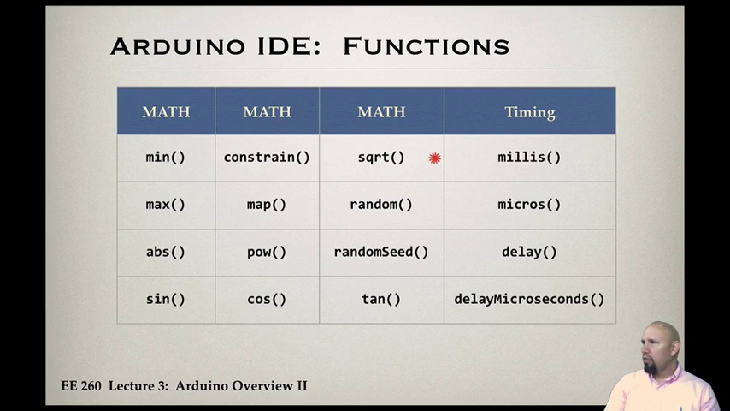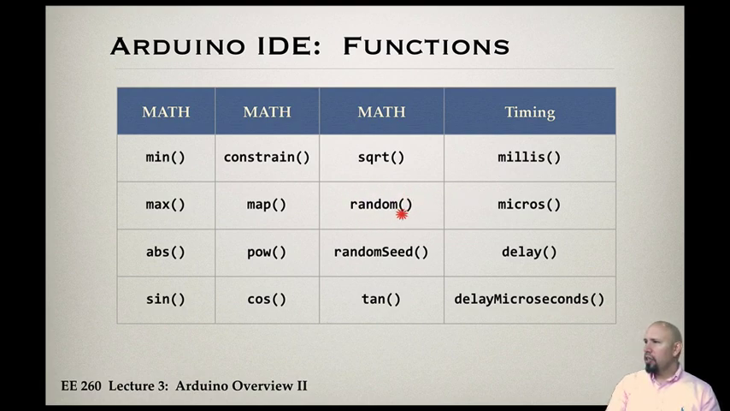Okay, so there's a square root function, there's a power function. So if I want to take the cube of a number, I can use the power function. If I want to take the cube root of a number, I would basically use the power with a fraction. So I would raise something to the 1/3 power. And so anyway, the power function can be used to take powers or roots.